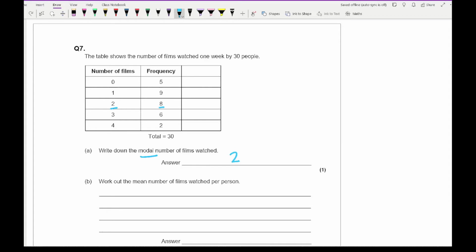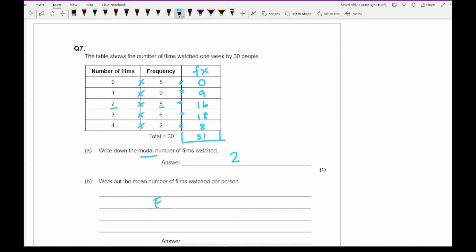It then says work out the mean number. So again, what I need to do is create an fx column. I haven't got grouped data, so all I've got to do is multiply the first column by the second column and work those out. So here I've got 0, 9, 16, 18 and 8. And then if I add all of those numbers up, I get 51.